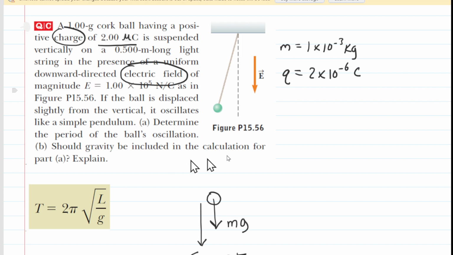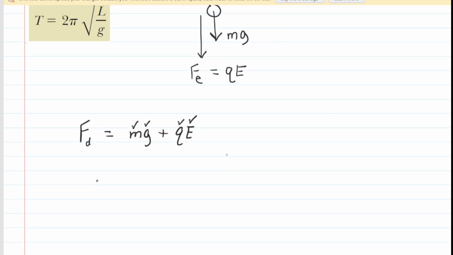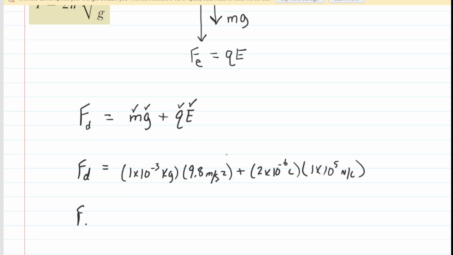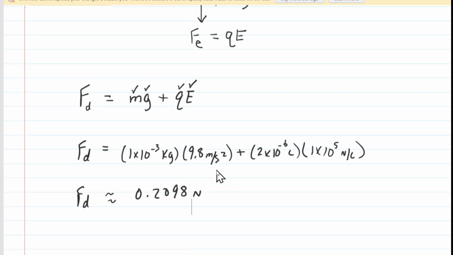Now with those conversions in place, let's go ahead and plug in to calculate the total downward force acting on this small mass. And when we do that and simplify it on our calculator, we're going to get a downward acting force of 0.2098 newtons. That's the total amount of force that's pulling down on the ball.